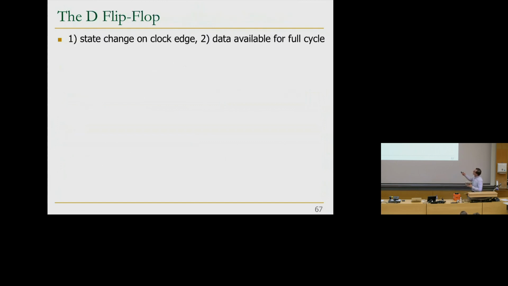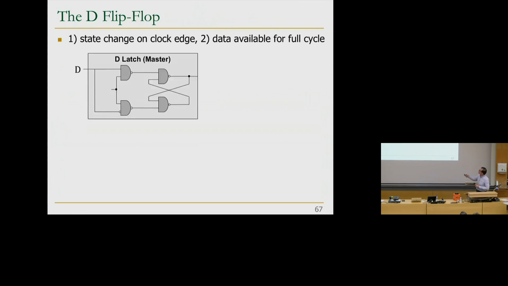So basically, this is what we want. We want the state to change on the clock edge and data available for a full cycle. So how do we enable that? One example that enables it is the D flip-flop. So we're going to add more hardware. We're going to start with the D latch.